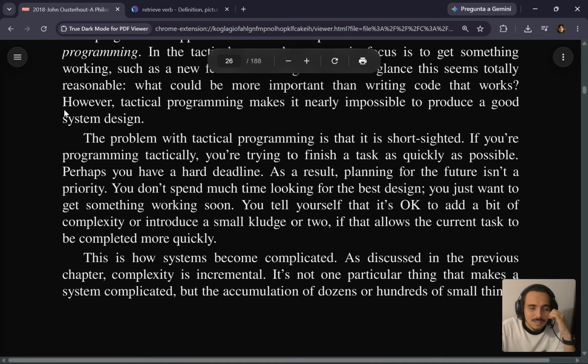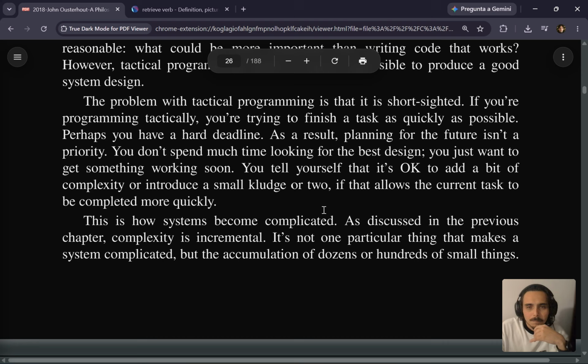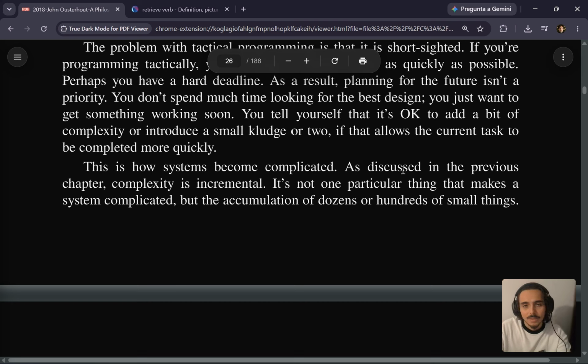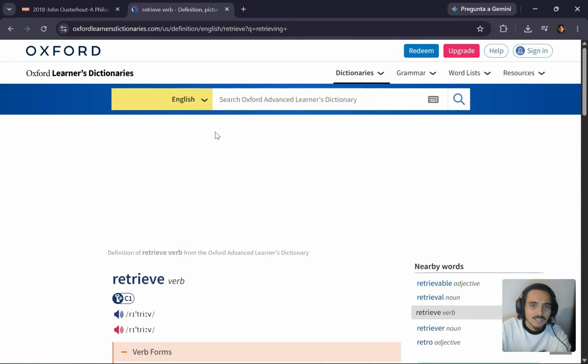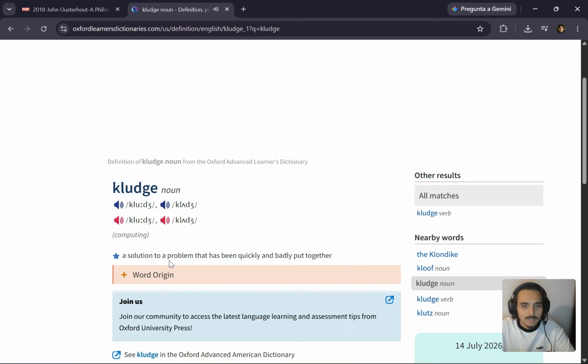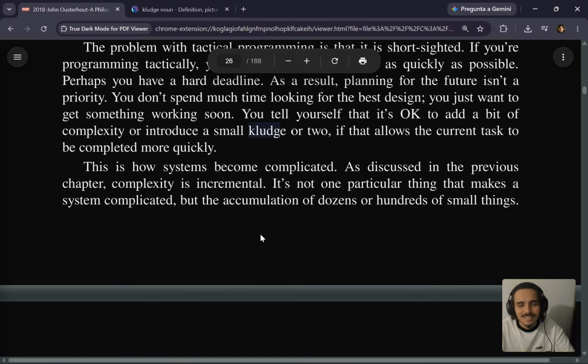So, however, the problem with tactical programming... You tell yourself that it's okay. Yeah, I told myself that. To add a bit of complexity or introduce a small kludge. Don't know that word. Kludge, a clutch. A solution to a problem that has been quickly and badly put together. What? A solution to a problem that has been quickly... Okay, it's an exotic word.